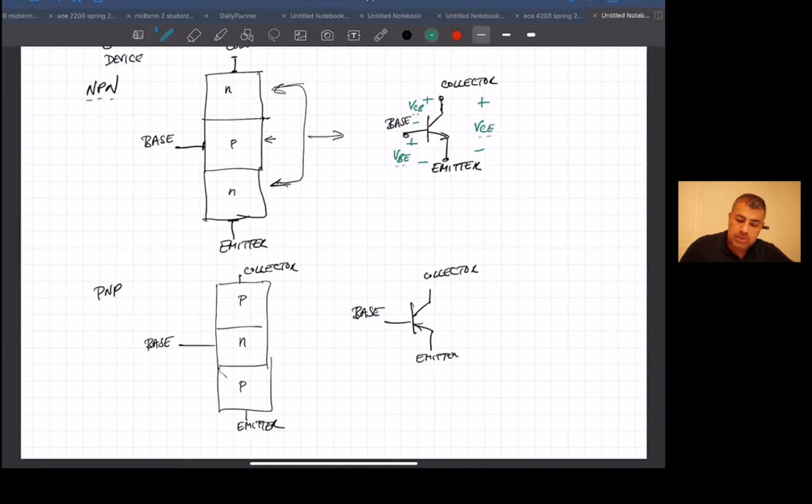The difference is that this arrow is always on the emitter side. In the NPN case, the arrow is pointing out. In the PNP case, the arrow is pointing in. So out versus in. This is a PNP transistor, and this is an NPN transistor.